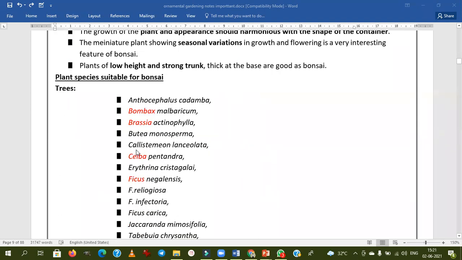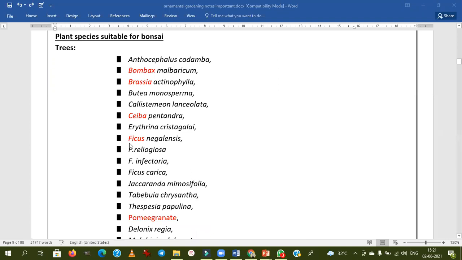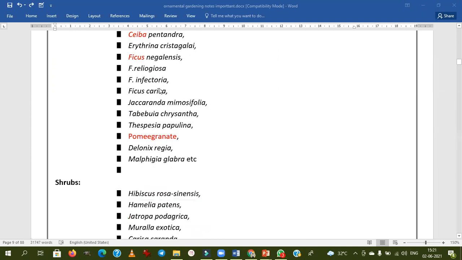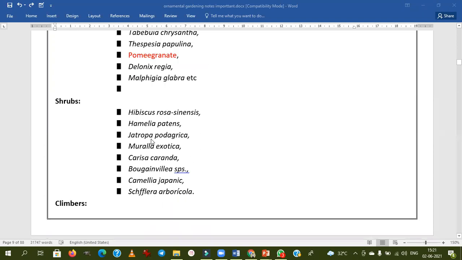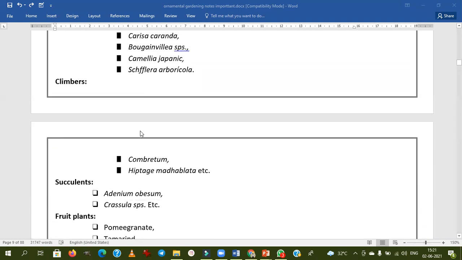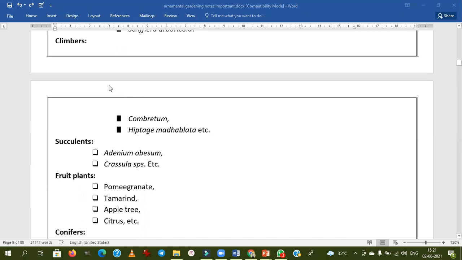Then further, the tree or plant species suitable for bonsai making are bombax, brassia, butia, ceiba, and ficus species, which are very suitable. Then jacaranda also, then pomegranate. These are the fruit crops. With respect to shrubs, we use hibiscus, hemelia, jatropha. This is also very commonly used. You need to remember all these commonly used species. Then bougainvillea is also used. Then schefflera is also used. With respect to climbers, we generally use hiptage.